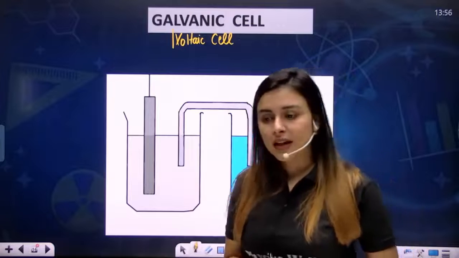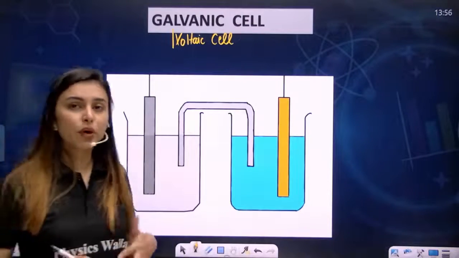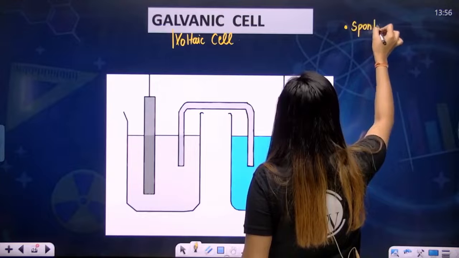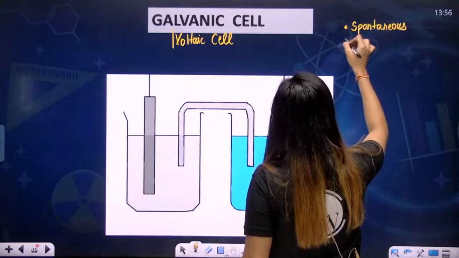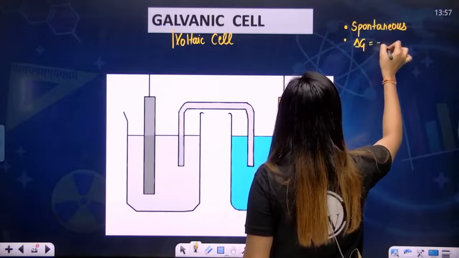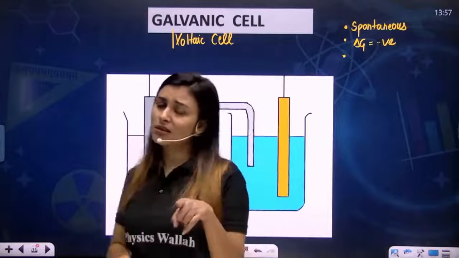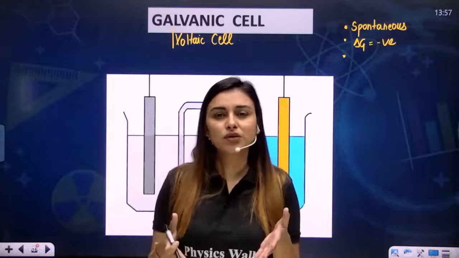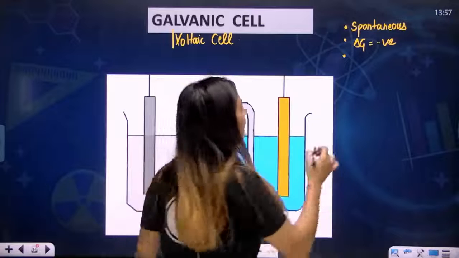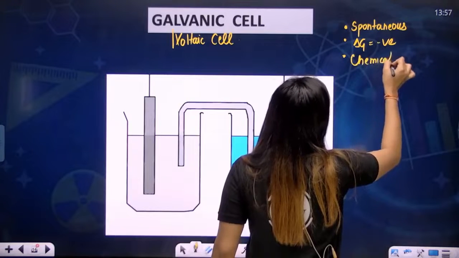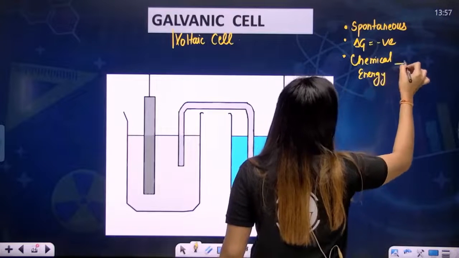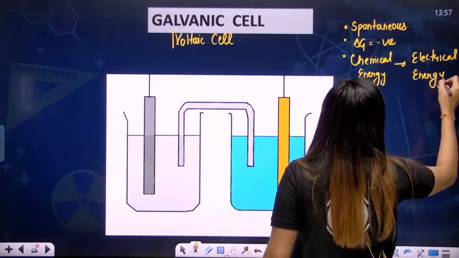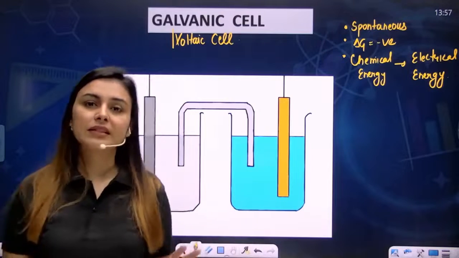Now we know that in a galvanic cell, what all information do we know beforehand? Let's write those. We know that in a galvanic cell, spontaneous reactions take place. Second, we know that delta G, your Gibbs free energy change, will be negative. And third, since it is spontaneous, I can compare it to the discharging process of the phone. During discharging, the chemical energy of the phone is getting converted into electrical energy. So I can say that chemical energy gets converted into electrical energy. I hope everything is clear till now.